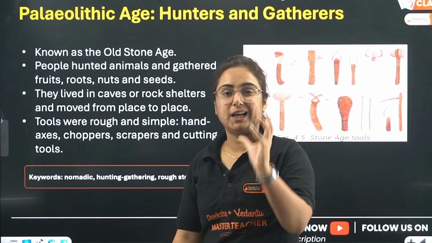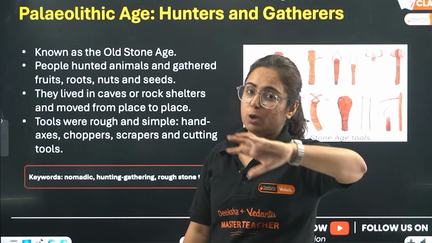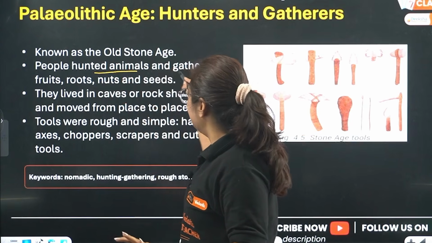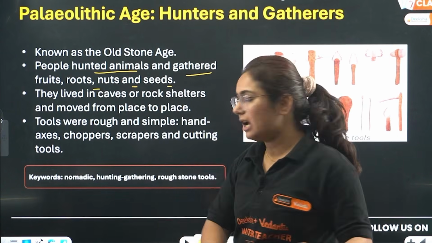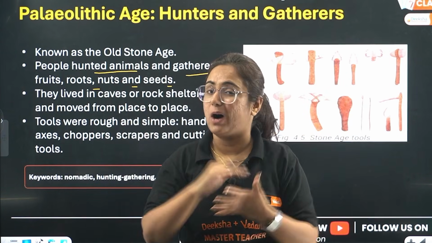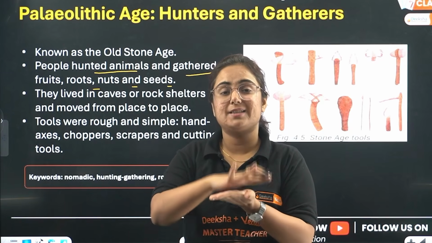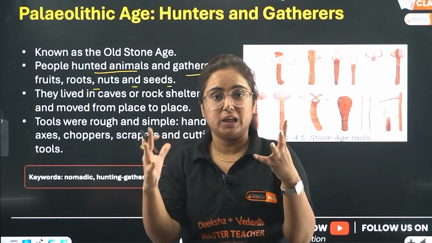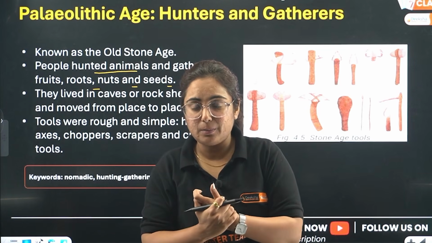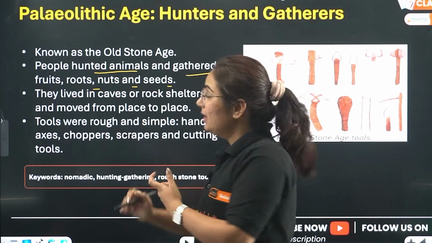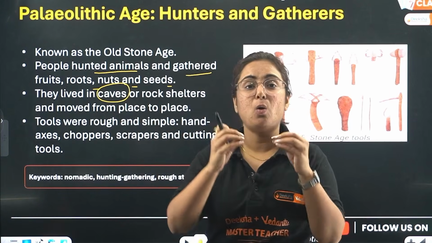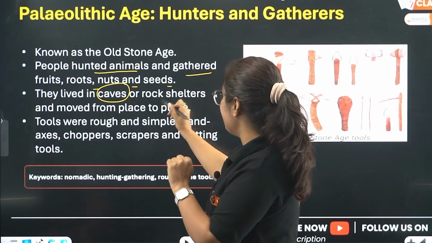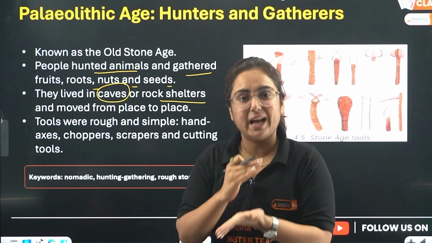This was the age of hunters and gatherers. Pay attention, older times, hunters and gatherers. What were people doing? Hunting animals, gathering fruit, roots, nuts, seeds, etc. Living in caves. Why? Because there were extreme weather conditions like the rainy season, winter season, or summer, right? Scorching heat. So they had to protect themselves. Where would they go to protect themselves? Caves. Because up till this time, no house or anything was built by them. So they lived in caves or rock shelters and moved from one place to another.